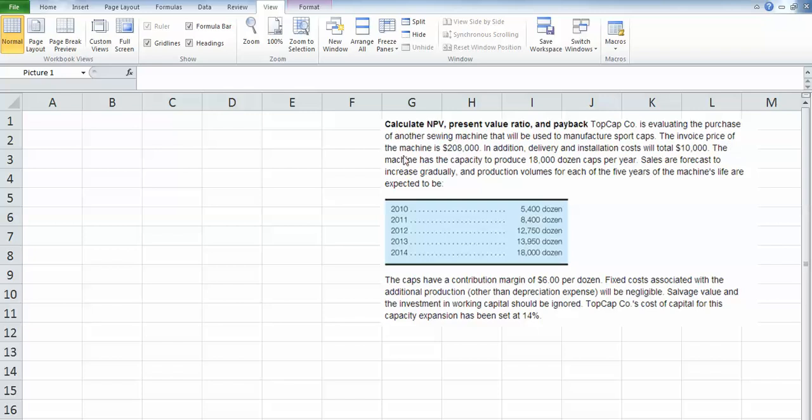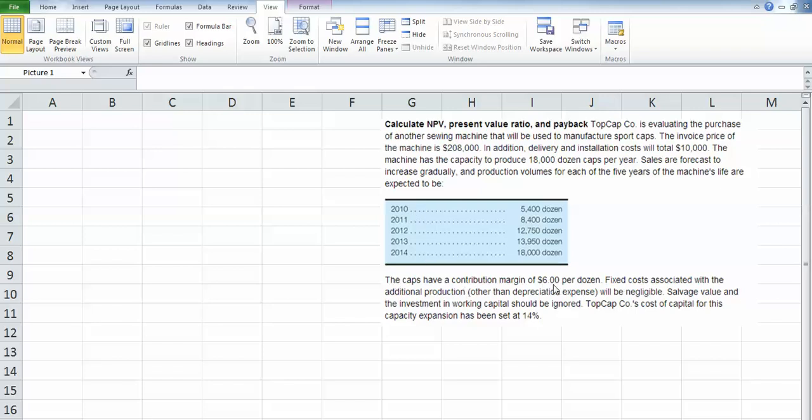The invoice price of the machine is $208,000. In addition, delivery and installation costs will be $10,000. The machine has the capacity to produce 18,000 dozen caps per year. Sales are forecast to increase gradually, and volume productions for each of the 5 years of the machine's life are expected to be, and that's given to us. The caps have a contribution margin of $6 per dozen.